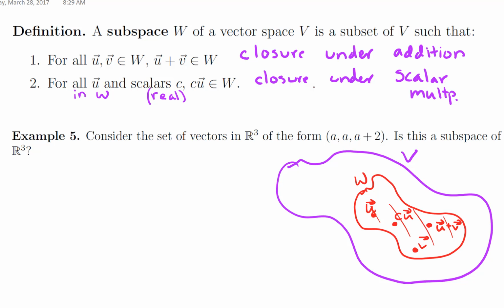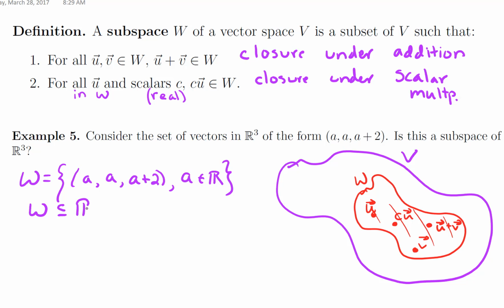Okay, so let's look at an example. Let W be the set of vectors which are of the form (a, a, a plus 2), where a is a real number. W is certainly a subset of R3. We know that because there are 3 components to the vectors in W. So let's check for closure under addition.